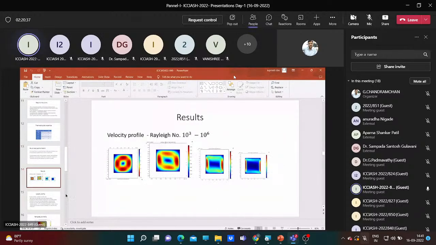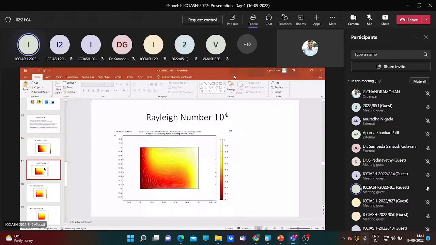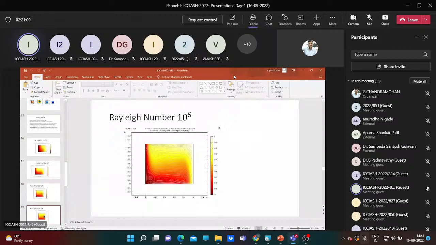How this helps is, this is for a range of Rayleigh numbers, which tells you what is more significant. Rayleigh number is some kind of a ratio. I also have the temperature profile for each one of them for different Rayleigh numbers. I'll quickly go through these slides.